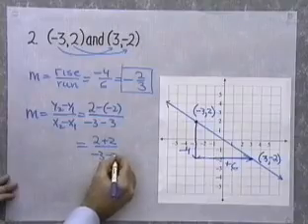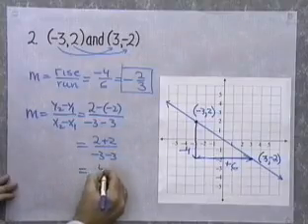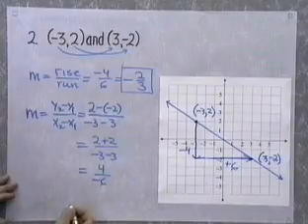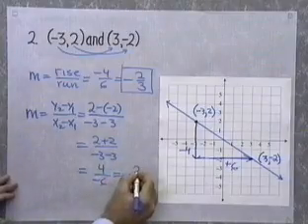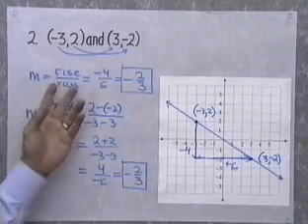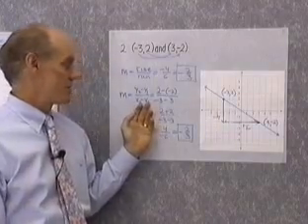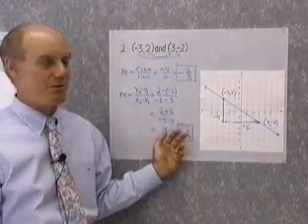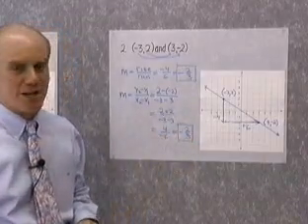over -3 subtract 3, and that comes out to be 4 on top. -3 plus -3 is -6. I get 4 over -6, and sure enough, that's -2/3. So my geometric definition for slope and my algebraic definition for slope give me consistent results. In both cases, this line turns out to have a slope of -2/3. Let's look at our next example.